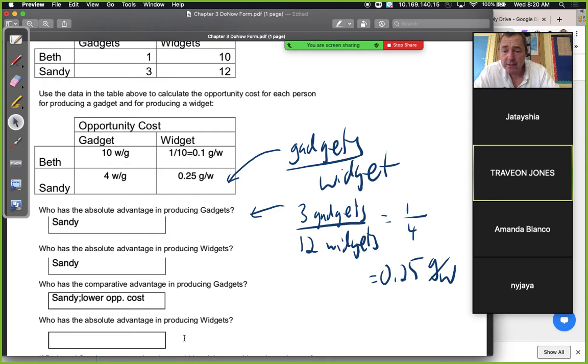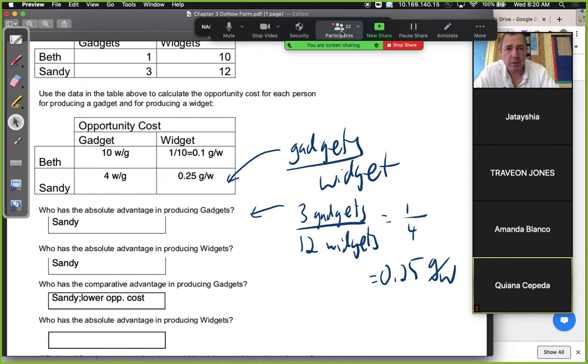And so who has... Did you post the classwork on Google Classroom? Because I only see the homework. Yeah, I'm about to put the classwork on Google Classroom.